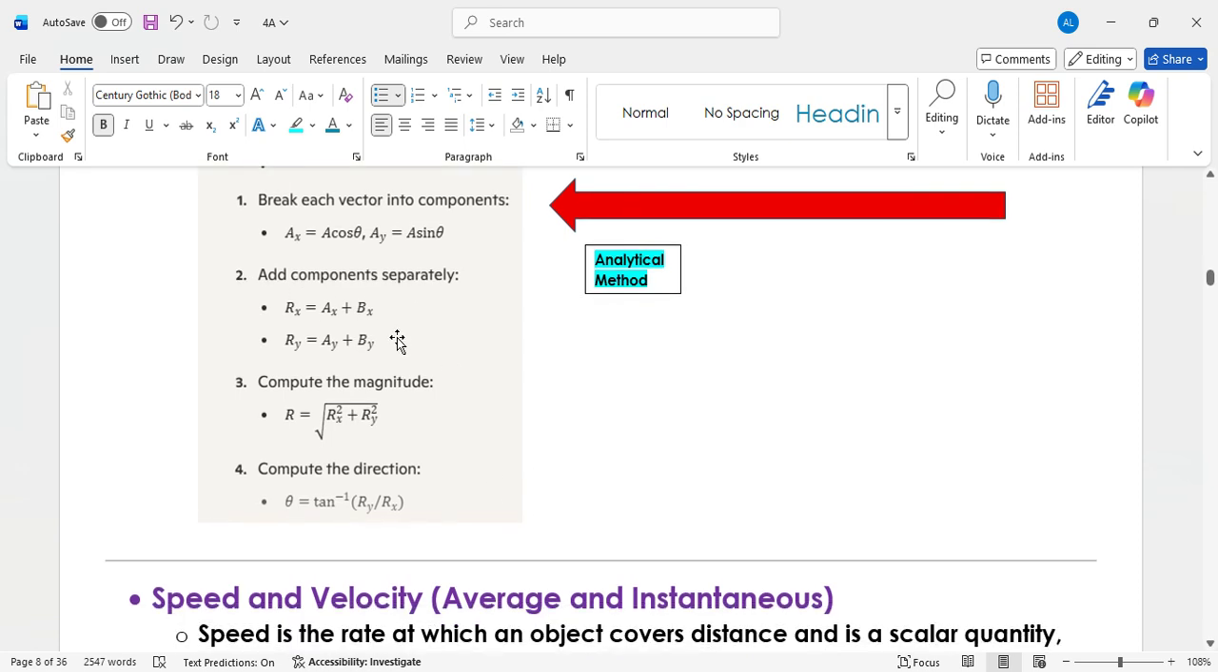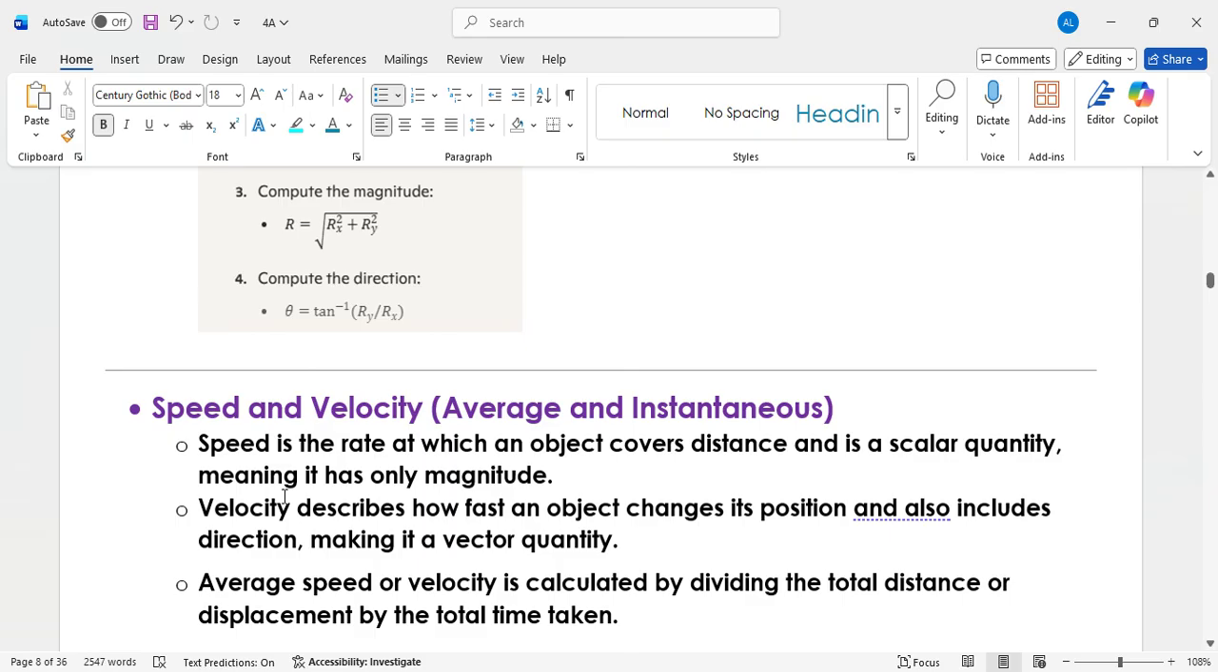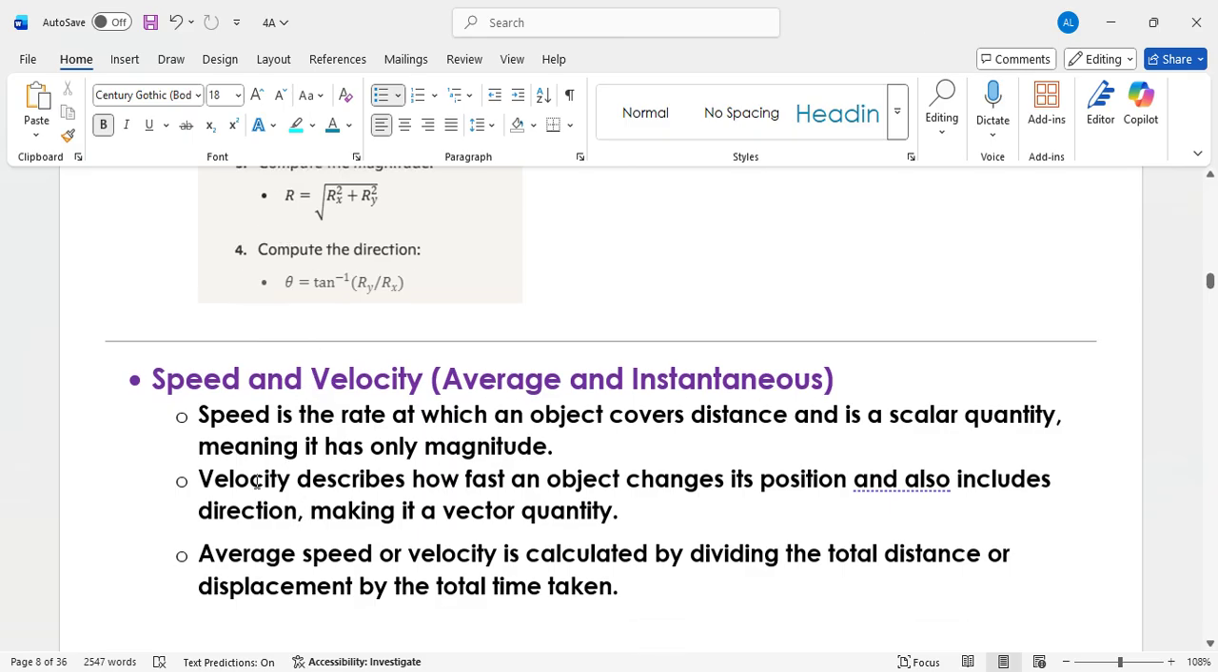Add components separately: Rx equals Ax plus Bx, Ry equals Ay plus By, and compute the magnitude. R is equal to the square root of Rx squared plus Ry squared. So theta is equal to tan inverse of Ry by Rx. That gives the direction of the resultant vector.